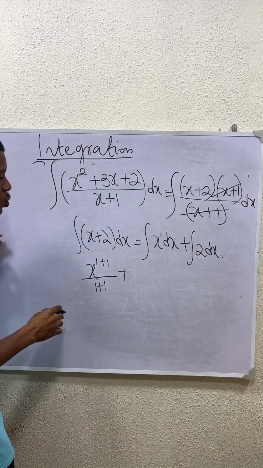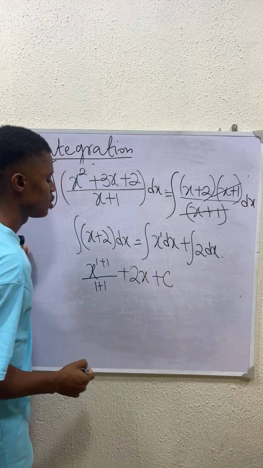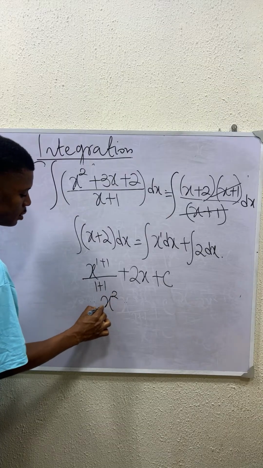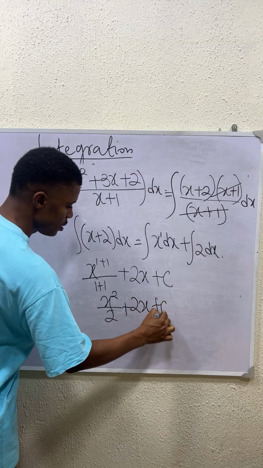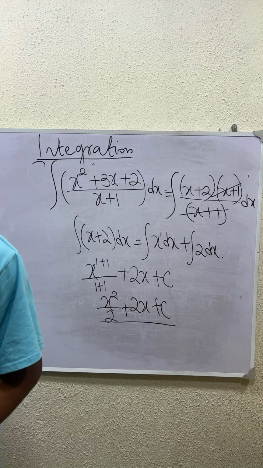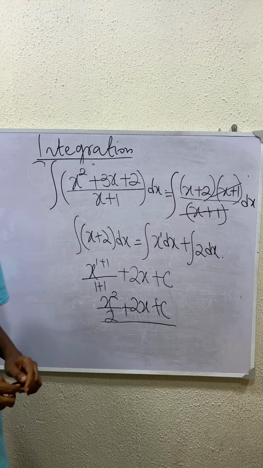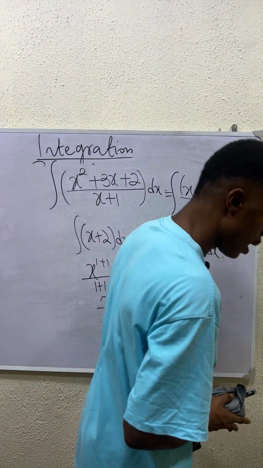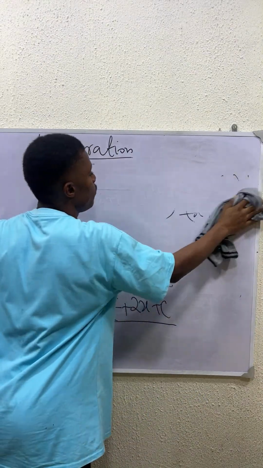So you have 2x plus c. 1 plus 1 is 2, so you have x squared over 2 plus 2x plus c. And that's the answer. So it's very, very simple to integrate a function. Integration is actually simple if you understand the rules involved.